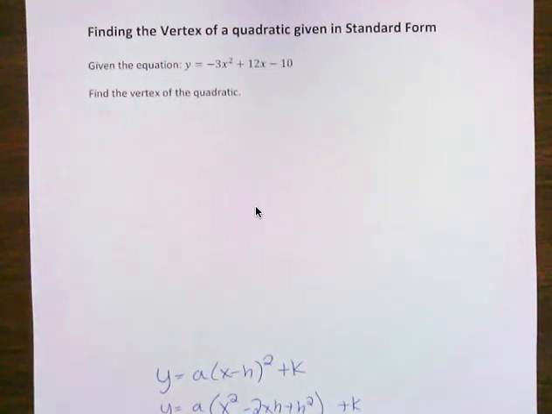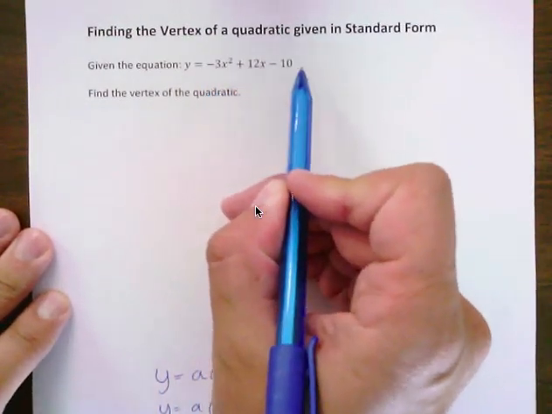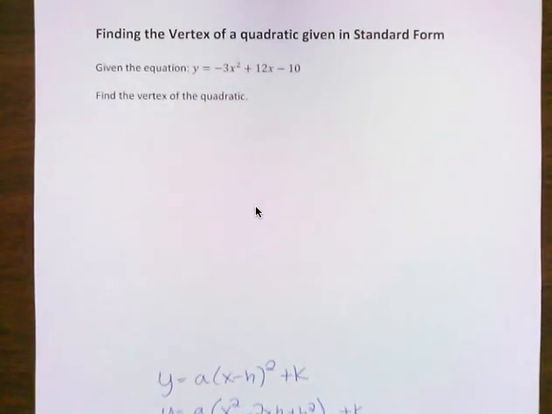Hey everybody, let's talk about finding the vertex of a quadratic given in standard form. So, we're given the equation y equals negative 3x squared plus 12x minus 10. What we want to do is find the vertex of the quadratic. So here's where we're at.